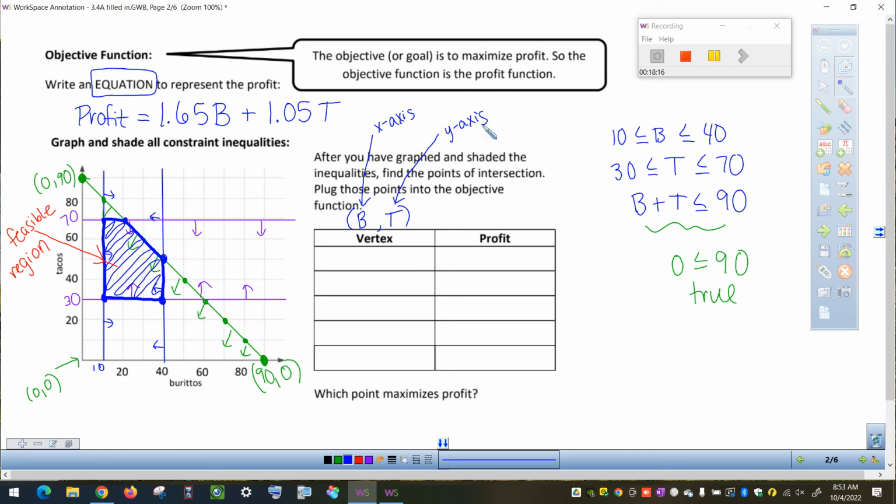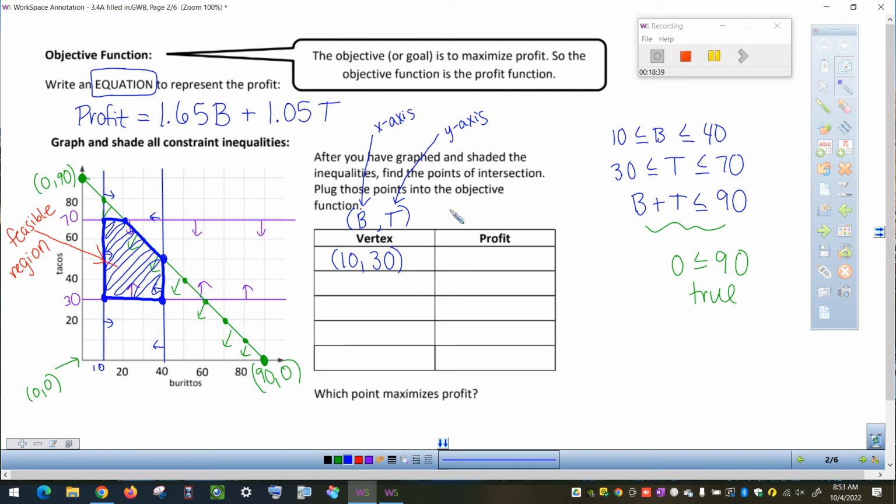Let's just start down here in the lower left. So if you look at this corner piece here, this is 10 burritos and 30 tacos. So we're going to write this as an ordered pair, 10, comma 30. Now, here's what I'm going to do: I'm going to test that combination. I'm going to see how much money that combination would bring in.